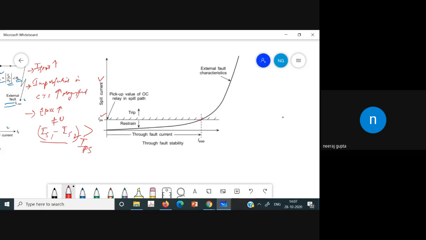So its value will be greater than this IPS, as we have seen here. As the external fault current is increasing, there is also an increase in the spill current, and a time will come when its value is more than IPS, and as a result, it will trip, because here we have the trip region.